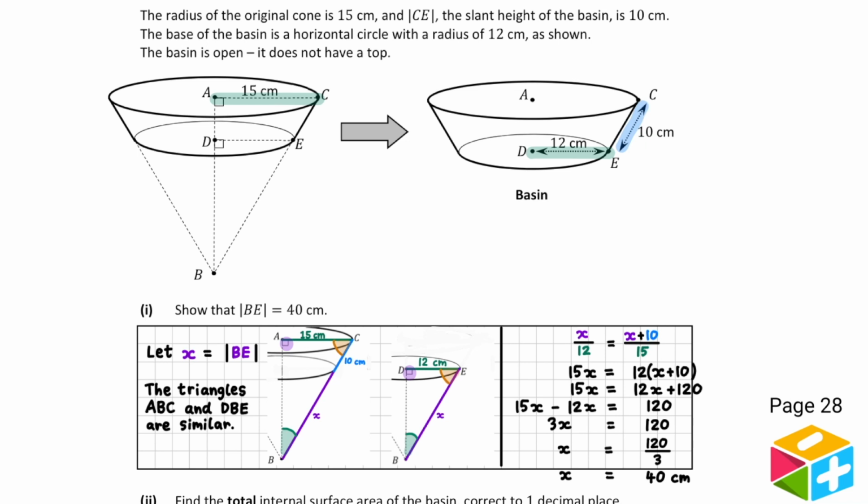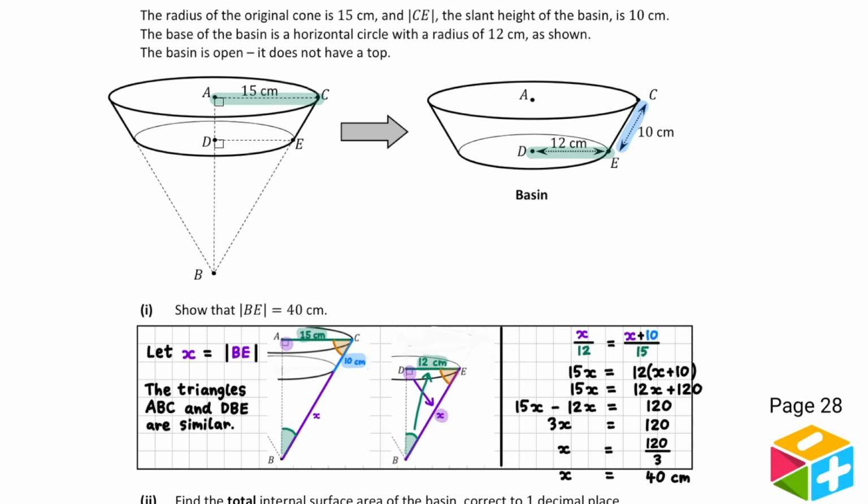In this question, we were asked to find the length of BE, and I've labelled that here as x. I've also written in some of the measurements that we were given. DE is 12 centimeters, AC is 15 centimeters, and EC is 10 centimeters. In the triangle DBE, the side opposite the right angle is x. The side opposite the angle at B is 12 centimeters. So the ratio of these two sides is x over 12.